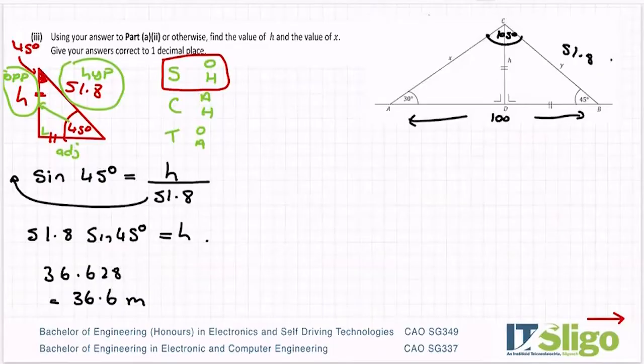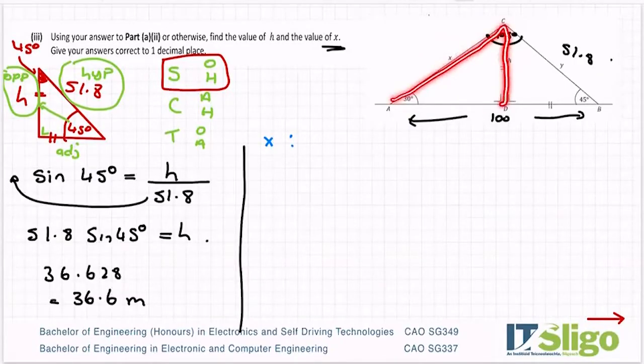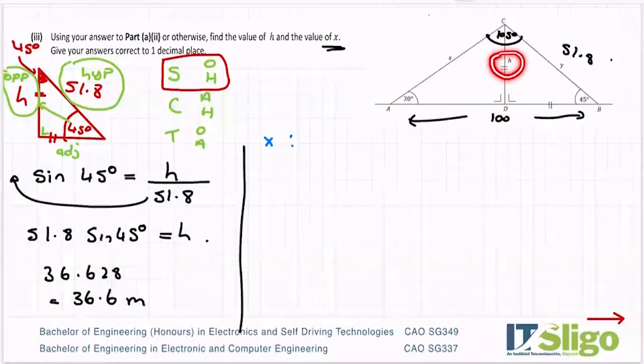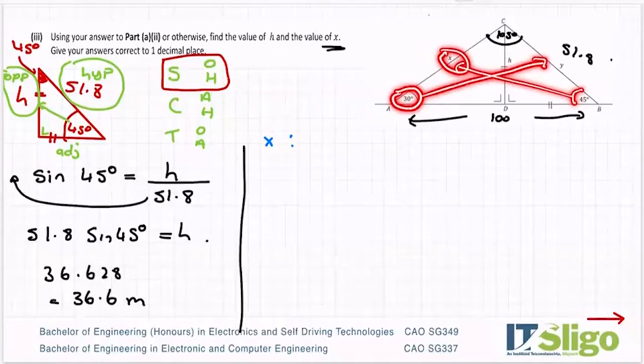Oh yeah, I need to find x. Nearly forgot to find x. Okay, so let's find x then. Let's change color so you can see what I'm doing. So x is over here. So again, I could use right-angled trig using this triangle because now I have this side. Okay, or of course I could use the sine rule if you prefer. Do you see I have 45 degrees and x, and I have 30 degrees and 51.8. I also have 105 and 100.